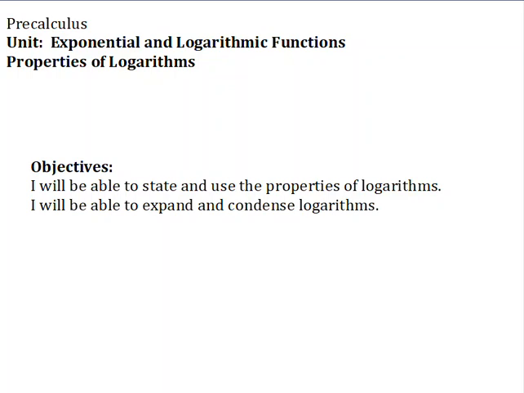Today we're going to be talking about properties of logarithms. By the end of this video, you should be able to state and use the properties of logarithms, and you should be able to expand and condense logarithms.